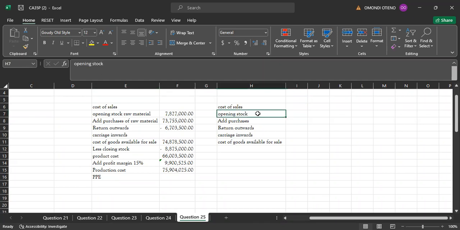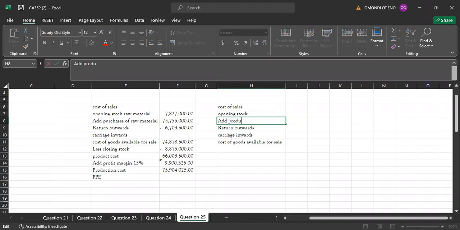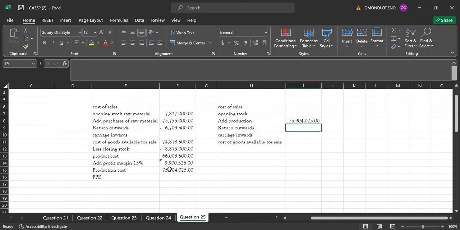So we have opening stock of finished goods, then we add purchases. If they are also purchasing the same product they are producing from outside, but if they are only using what they are producing internally, we are going to say add production cost, which we now lift from this particular point directly. Then we bring in the returns outwards if it is there. If it is not there, no need even of inserting it there. Carriage inward, if you are incurring any, of course, the carriage inward will be for raw materials. So we don't need to have it here unless they have stated that it is there.